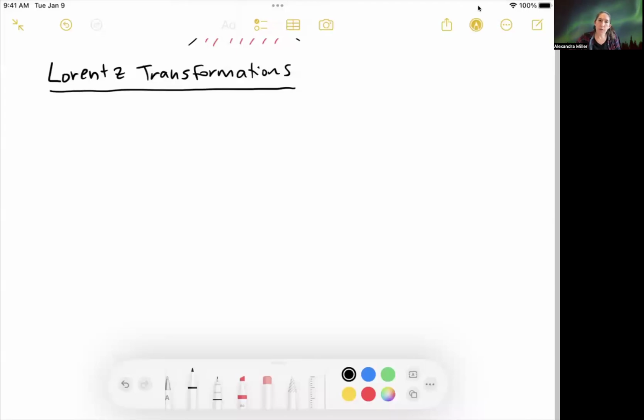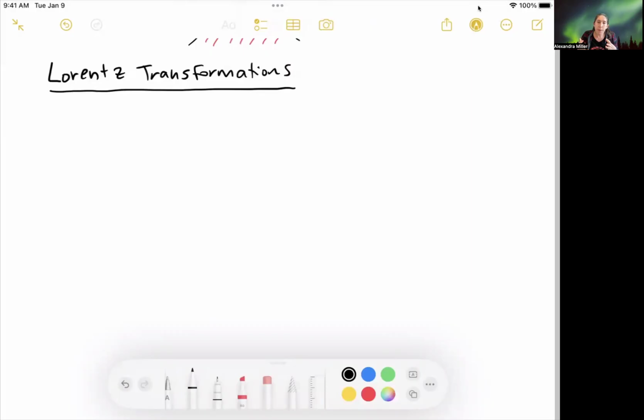In this video, I'm going to review Lorentz transformations in a way that assumes that you've seen these before in a modern physics class. And in particular, I want to relate how we're going to think about Lorentz transformations to how you might have seen them in a previous upper division modern physics class.